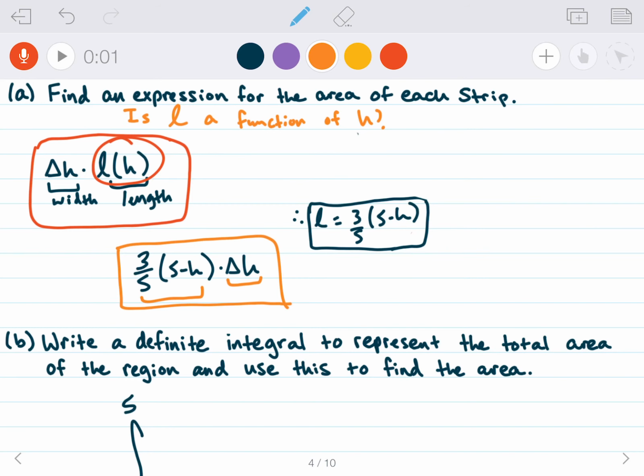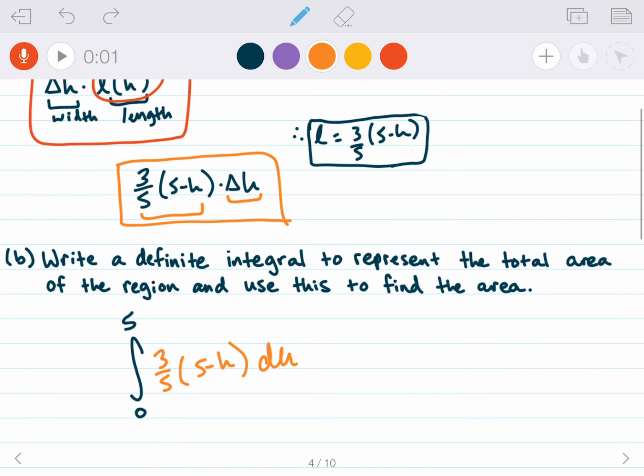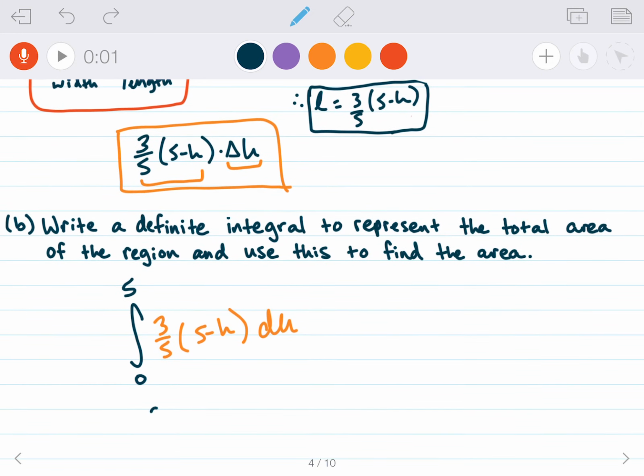Cool. Let's integrate this. So we're putting 3/5 (5 minus h) in there. And then dh, we can't forget about that. That is replacing the delta h. Okay, cool. So let's go ahead and pull this constant out. And we know how to do this.